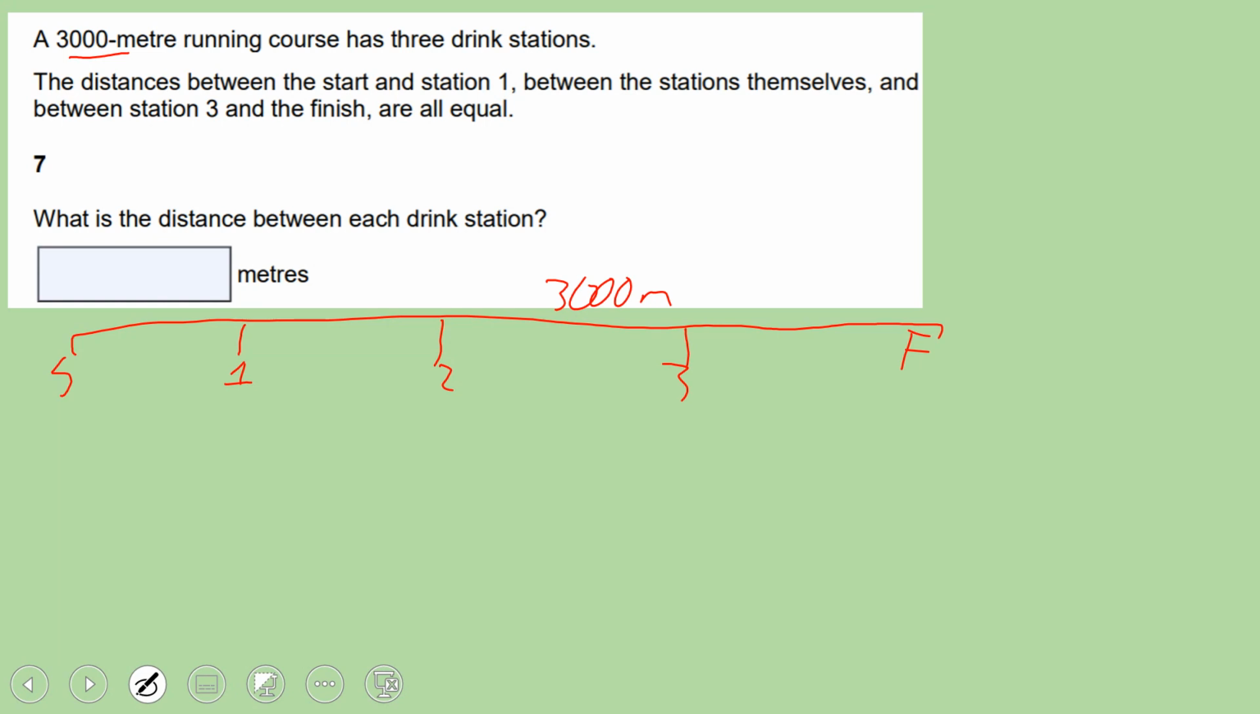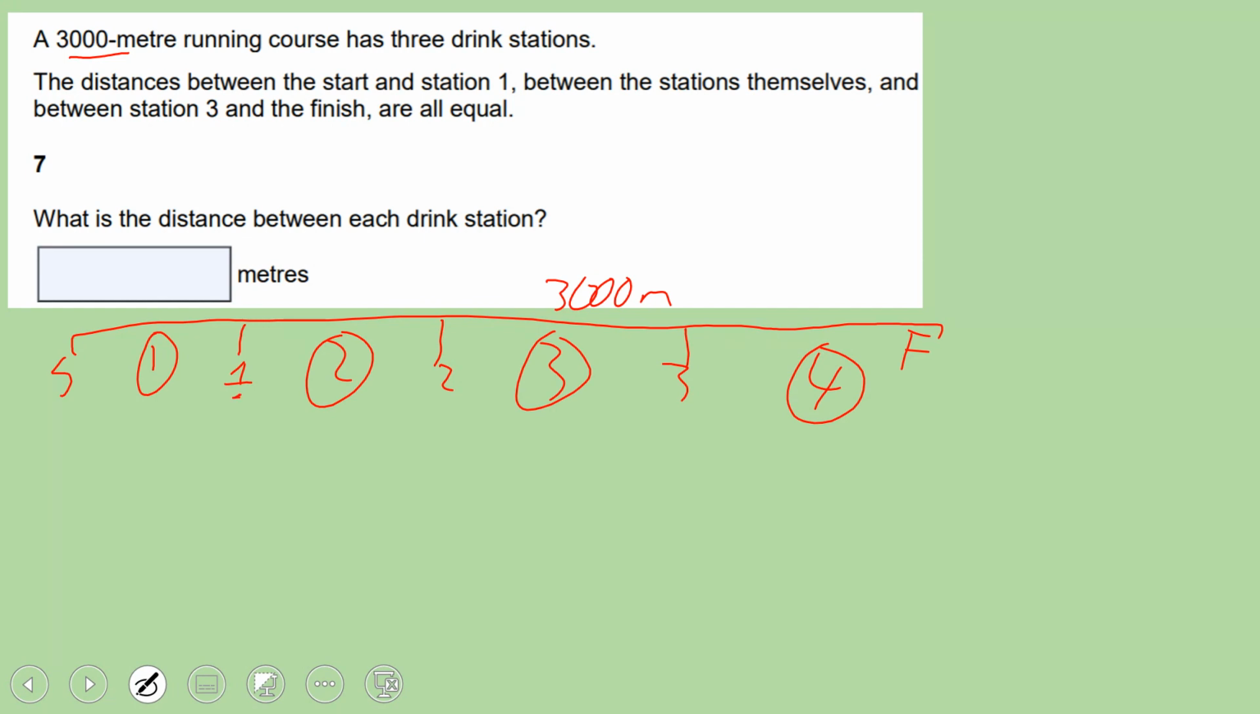So all we need to do, and it says that they're equally spaced apart, is 3,000 meters divided by the amount of sections that there are. That's 1 section, that's 2 sections, that's 3 sections, that's 4 sections. And by sections, I just mean between my little markers that I've got here.